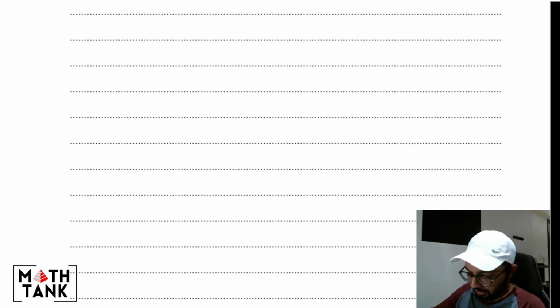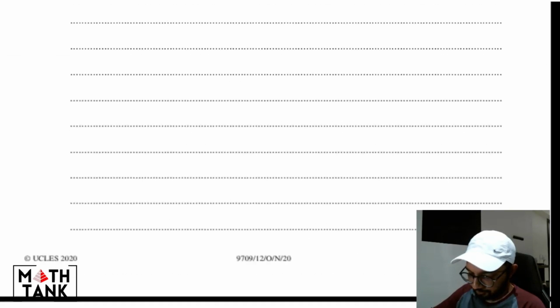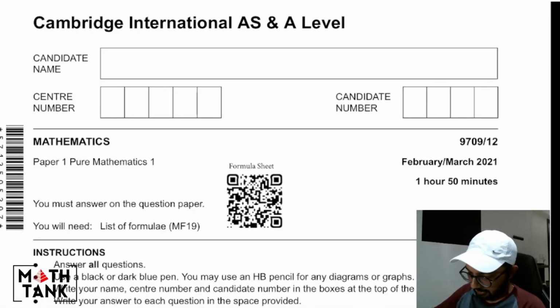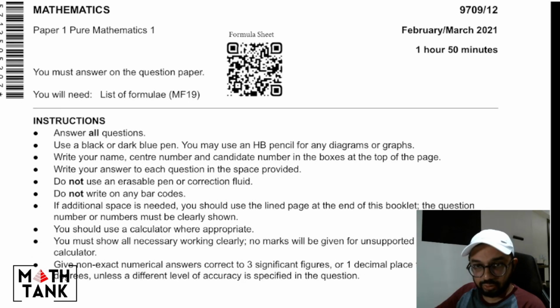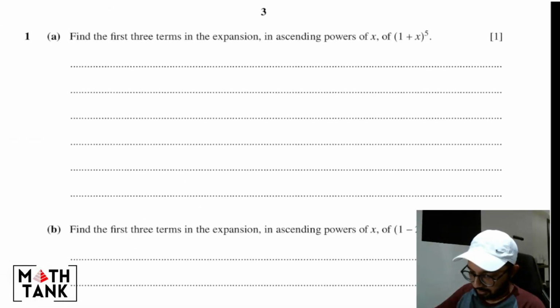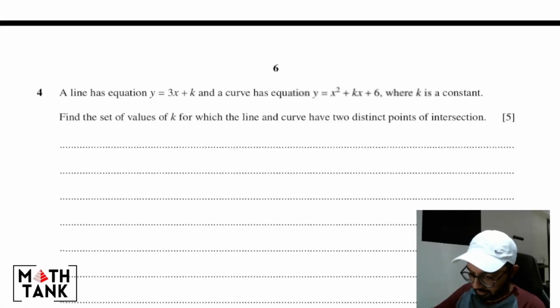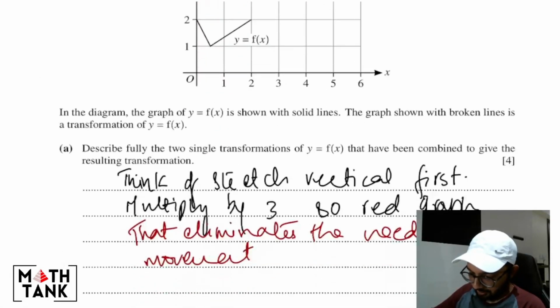Okay, quickly moving on. That's the end of this. Let's go on to the next one here. We have March 2021, variant 1, 2. Let's see the question that we have here.